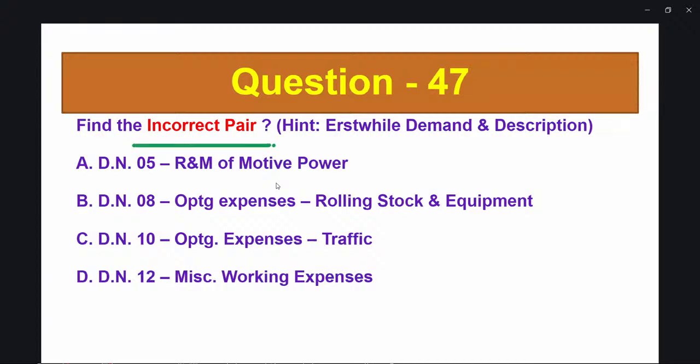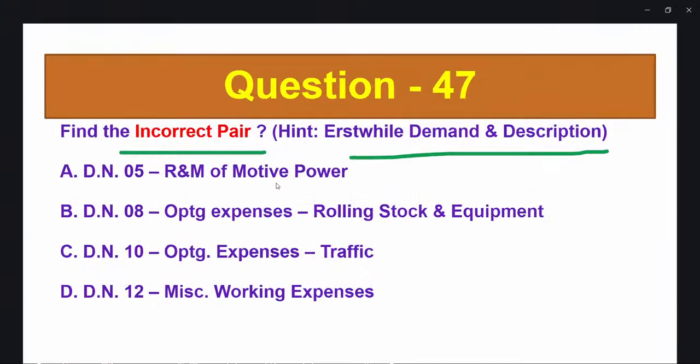Find the incorrect pair. Already I told you the demand numbers, revenue primary units and plans are three important things. Anyone who is confident about the demand numbers, please raise your hand. Please speak. Yogendra ji, please unmute. Good morning, sir. Tell me what is incorrect here.